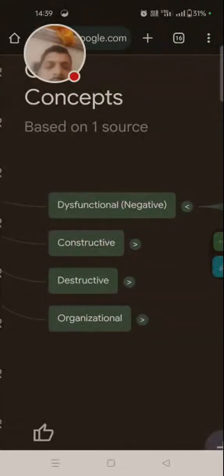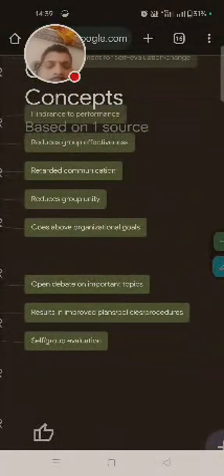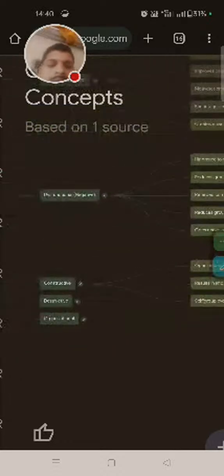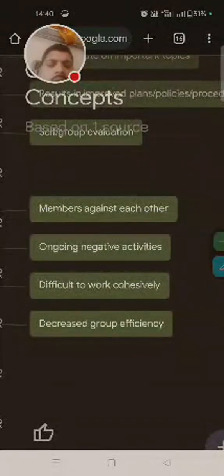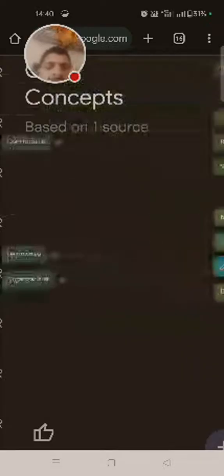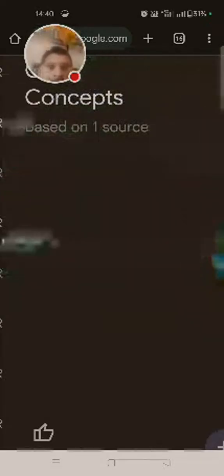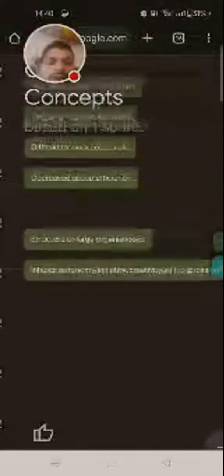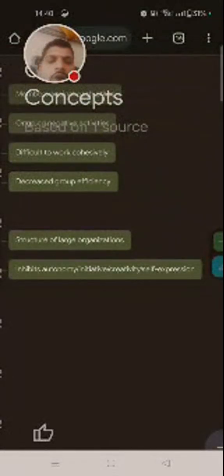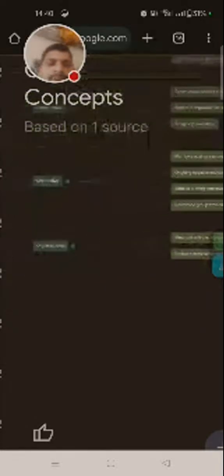Then comes the constructive conflict management. Constructive conflicts are open debate on important topics, resulting in improved plans, policies and procedures, and self and group evolution. Then comes the destructive, where members are against each other, there are ongoing negative activities, it is difficult to work cohesively, and group efficiency decreases. Then comes the organizational conflict. What is organizational conflict? These are structural conflicts of a large organization that inhibit autonomy, initiative, creativity, and self-expression.